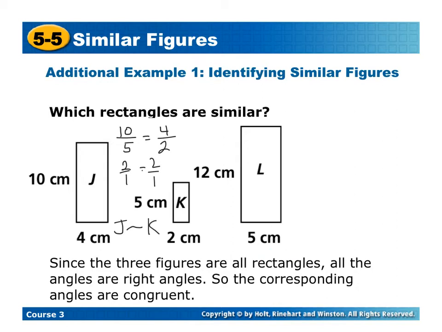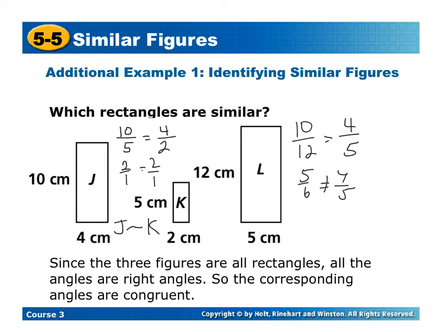Now what if we compared J to L? So we have 10 to 12 has to be the same as 4 to 5. So when we look here, 10 to 12 can reduce, they're each divisible, which would be 5 6. Well, 5 6 is not equal to 4/5. So J and L are not similar figures.